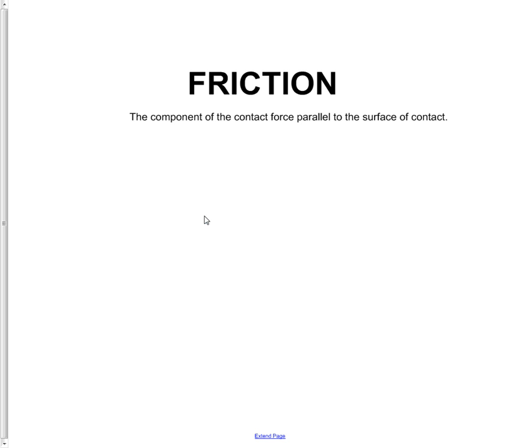We need to talk about friction. I'll remind you from our earlier lesson what friction is. It's the component of the contact force between two objects which is parallel to the surface of contact. For our purposes, there are two kinds of friction. There is kinetic friction, the frictional force on something which is actually sliding, and then there is static friction, which is the frictional force on something which is not sliding.